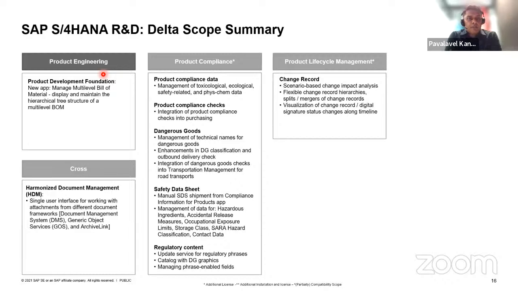Okay. Then coming to product compliance. This is more on your LOB products. You will notice that you can maintain product compliance data. You can manage toxicology, ecological, safety-related, and physical-chemical data. You can maintain your product compliance check. You can trigger your compliance check during different business processes in the system.